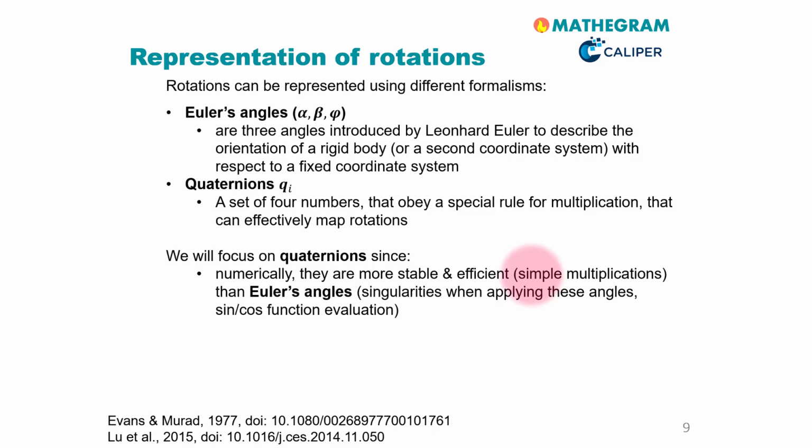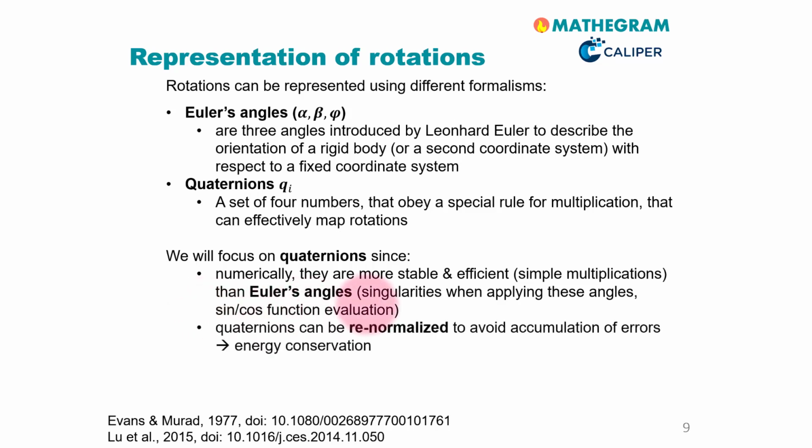If we had decided to use Euler angles, we would have to tackle singularities when applying these angles, and in addition, we would have to perform computationally expensive sine and cosine function evaluations. The second point is that the quaternions can be renormalized, you will see this in a second, to avoid accumulation of errors. This ensures energy conservation in our simulation.